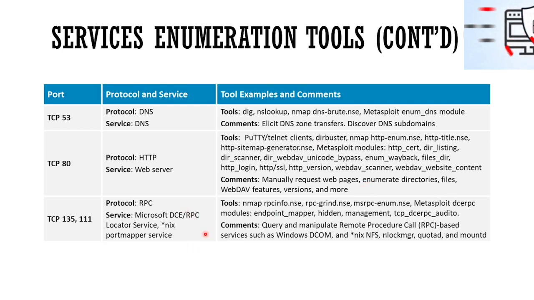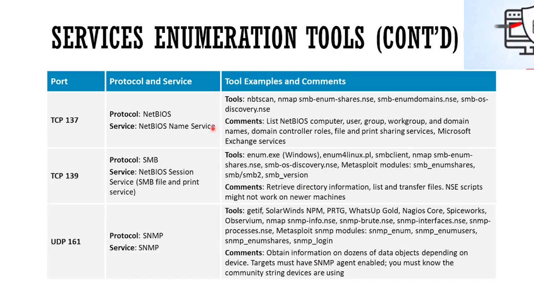For NetBIOS and SMB, we have the usual suspects, as well as lots of tools meant specifically for SMB and NetBIOS: NBT Scan, Enum-EXE, Enum for Linux, SMB Client. For SNMP, there are so many SNMP clients. There are command line clients. There's SolarWinds, GetIf, PRTG, What's Up, Nagios, Spiceworks, Observium. I've used, I think, all of these.